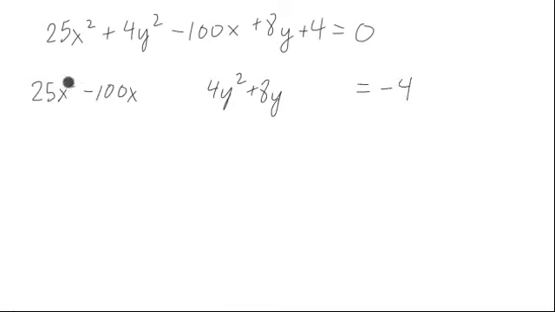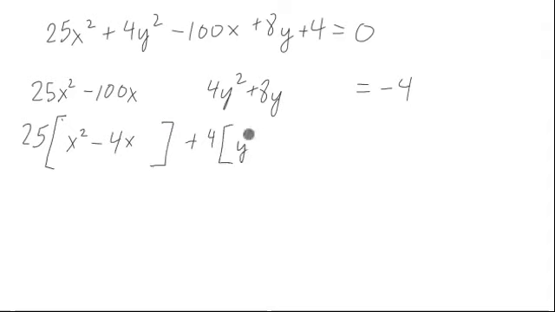Okay, next, we would like the coefficient of x squared to be 1, so we factor out the 25 and put a bracket here. We'll be left with x squared minus 4x. Over here we do the same thing: 4, and we make a bracket, y squared plus 2y, another bracket, negative 4. The reason why I made these brackets, you'll see why. We're going to complete the square inside of the brackets as if the brackets were its own universe here.